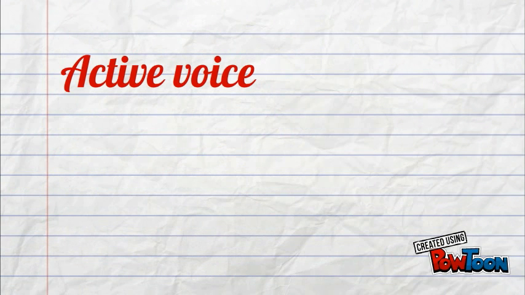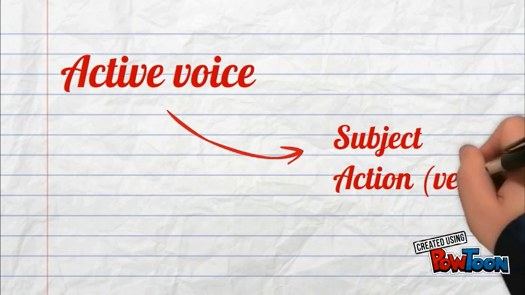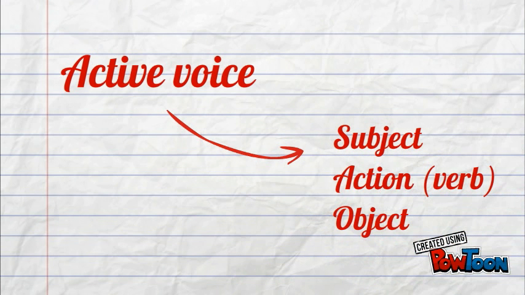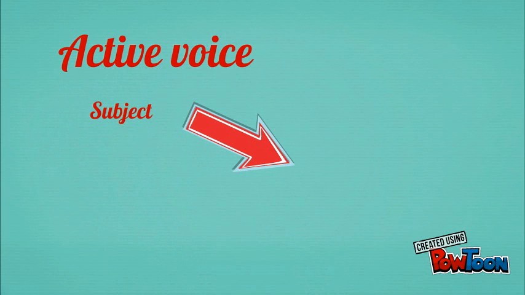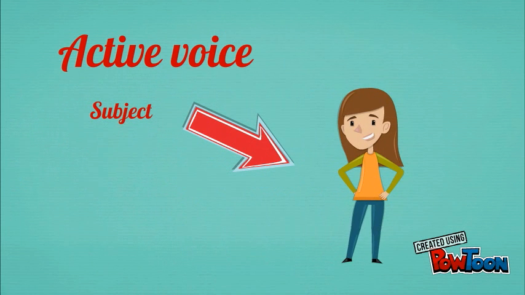Most of the sentences we speak are in active voice, and as we can see, that means they have a subject, a verb, and an object. Let's look at an example of a sentence in the active voice. It has to have a subject, let's call it Sarah.